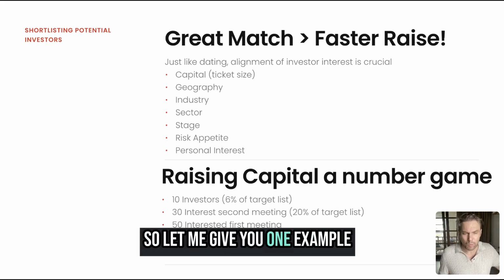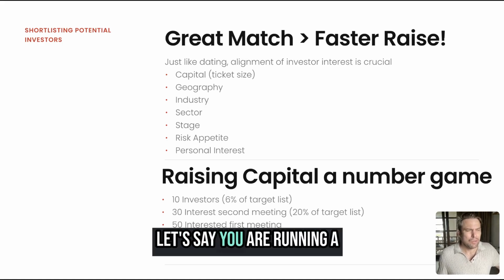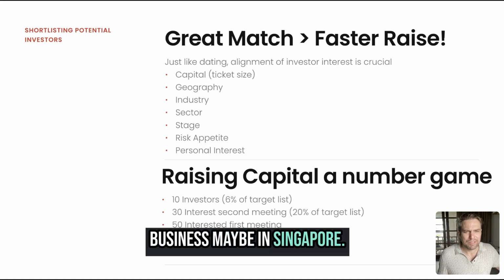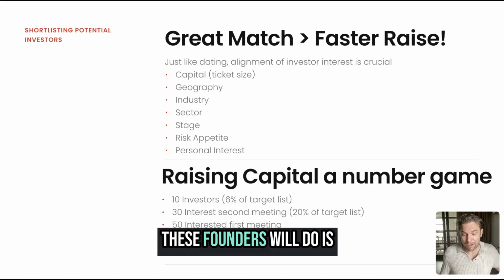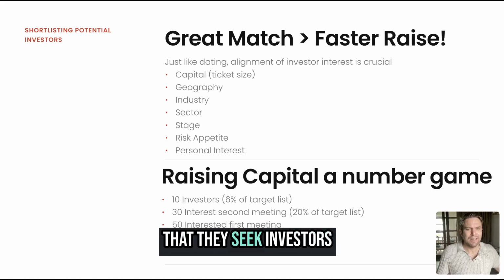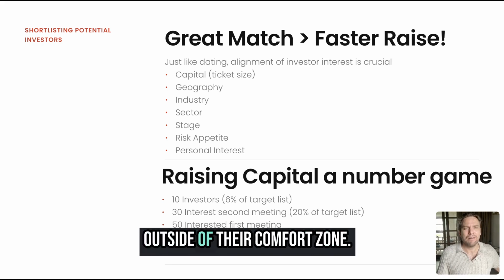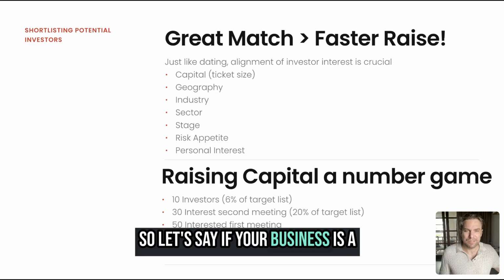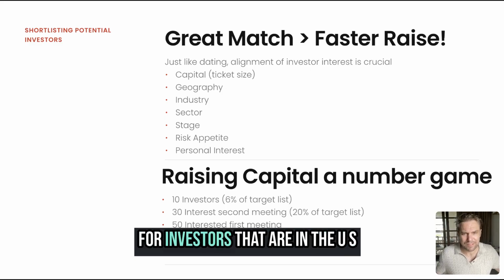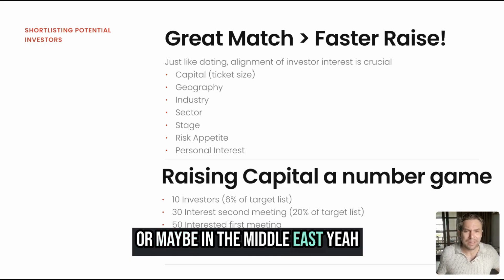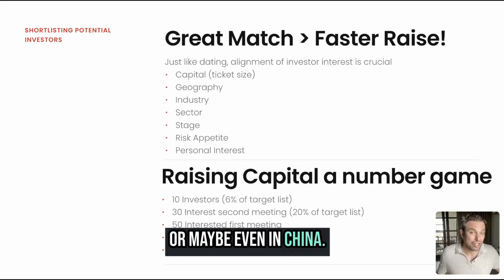Let me give you one example. Let's say you are running a business, maybe in Singapore. It's relatively early stage. You have some interesting revenue, not too spectacular, and you're going to look for investors. Now, what the majority of these founders will do is seek investors outside of their comfort zone. So if your business is in Singapore, you're going to look for investors in the US, or maybe in the Middle East, or maybe even in China.